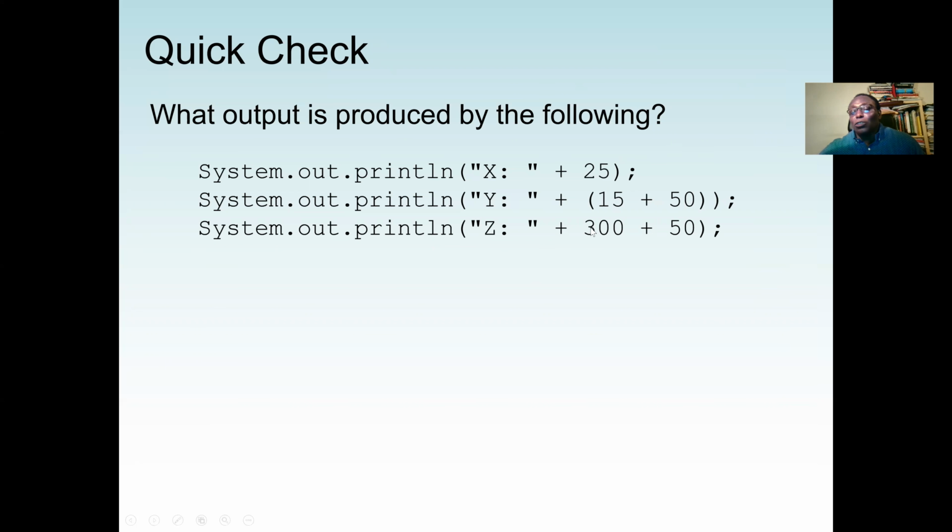The third also, there's no parenthesis. So we are going to join first. So Z will be joined to 300, then it will be joined to 50. So we get Z colon 30050. And that's the solution here: 25, 65, then 30050.